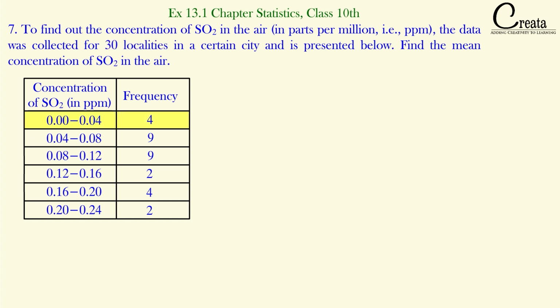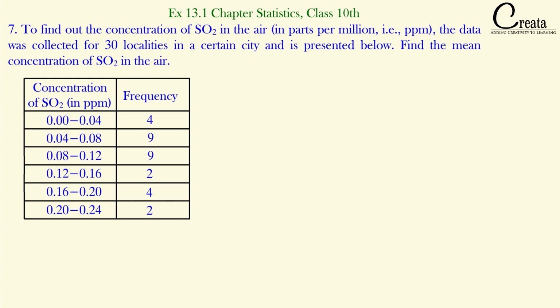For example, in 4 localities, the concentration of SO2, the gas, is 0.00 to 0.04. So here frequency is the locality. Next, in 9 localities, the concentration of SO2 is 0.04 to 0.08. Similarly, the other localities' ranges are given. And in this question, we have to find the mean concentration of SO2 in the air. Very simple question. Let's approach the question.